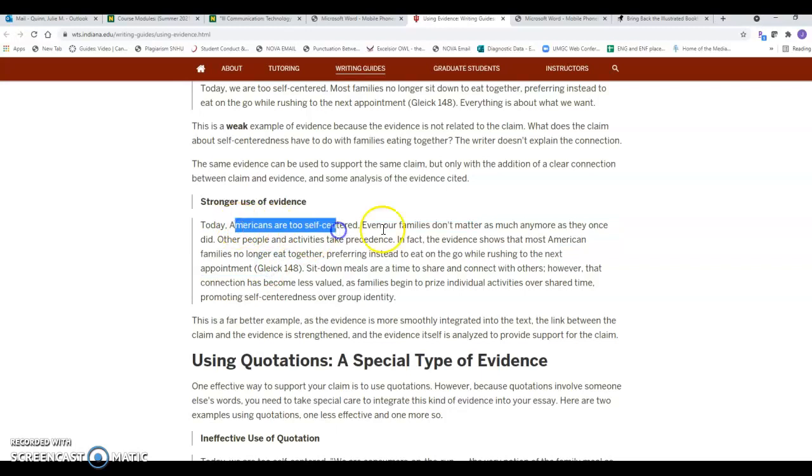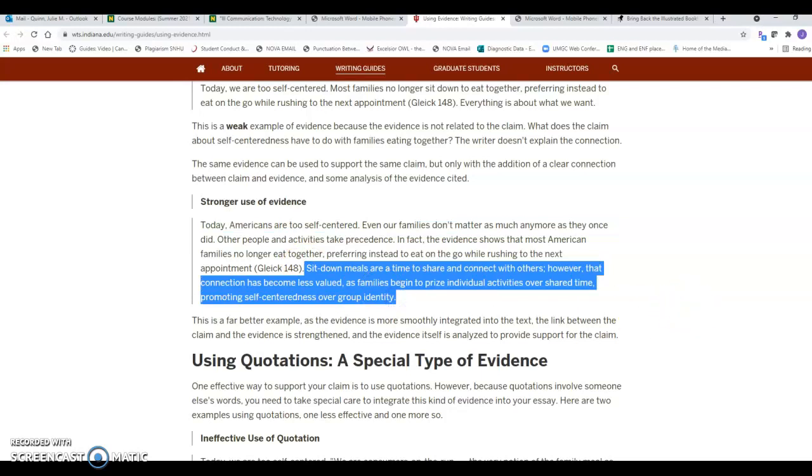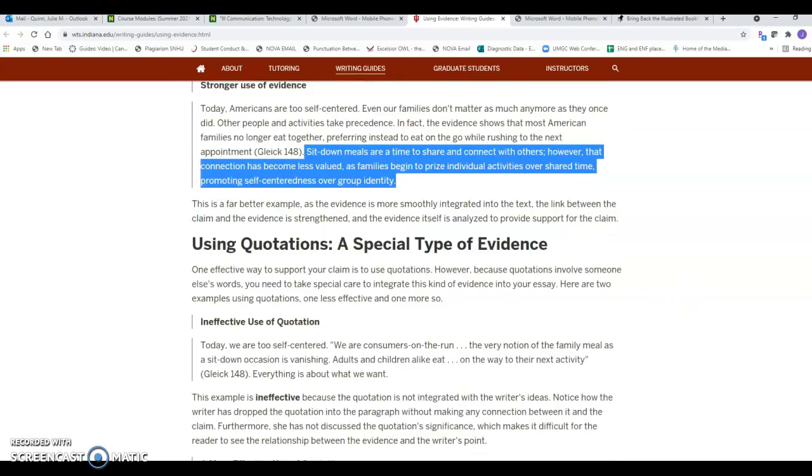So we've got the self-centered, but we've got a little bit more of a discussion to explain how being self-centered ties to not eating together. It's that one's focusing on one's own issues and not prioritizing the family. And then that is discussed and what we call unpacked after the borrowed data.